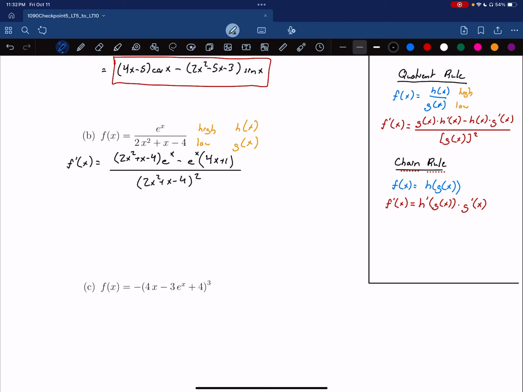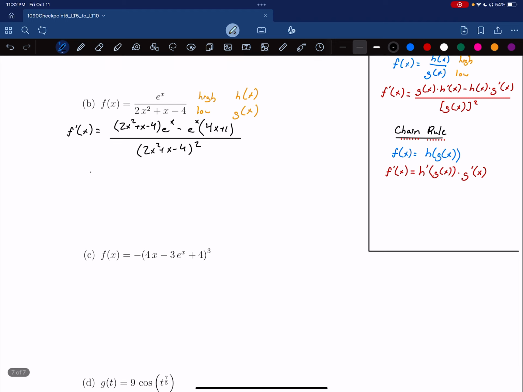And now I notice we have e to the x in two individual terms here, so I'm going to factor that out in the numerator. So we'll have e to the x, and since that's factored out, we'll take whatever was inside both those sets of parentheses and then subtract them. So minus 4x minus 1. That comes from minus 4x minus 1. And all of this will be over that 2x squared plus x minus 4 squared.